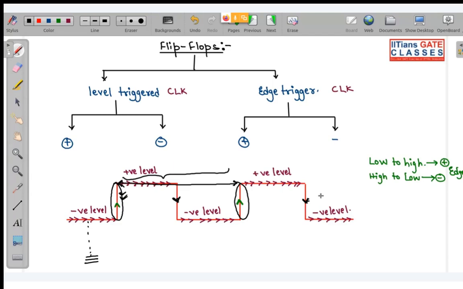So I didn't get that. What you didn't get? See, basically clocks are used for synchronization.